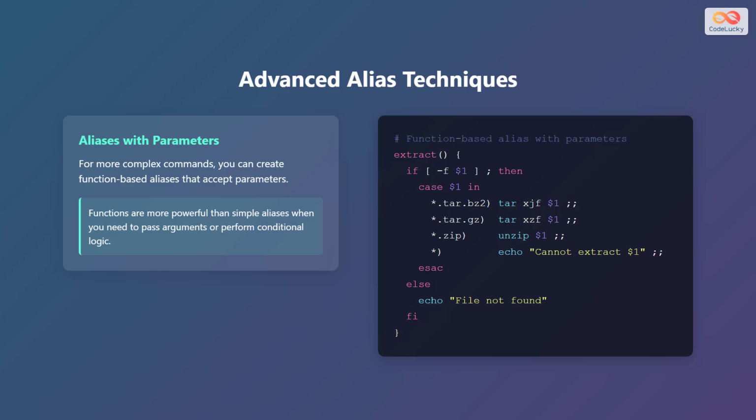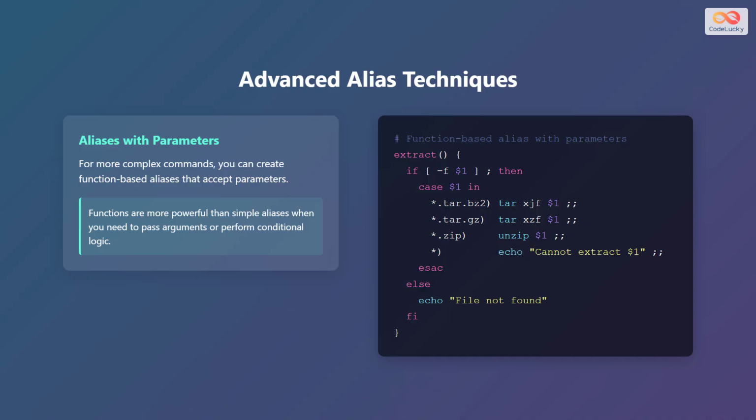Now let's talk about advanced alias techniques. For more complex commands, you can create function-based aliases that accept parameters. Functions are more powerful than simple aliases when you need to pass arguments or perform conditional logic.